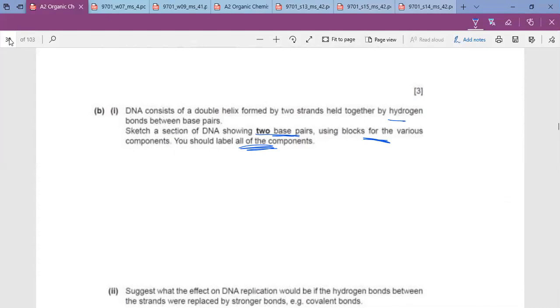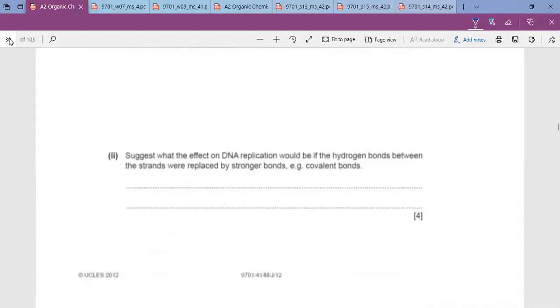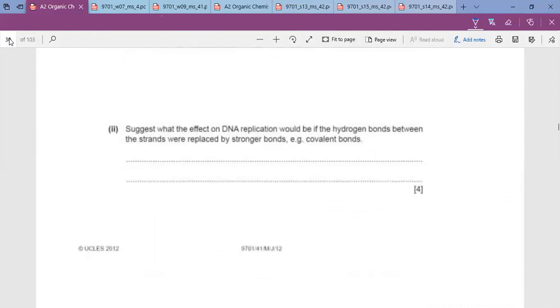Okay? Right? Now here, suggest what the effect on DNA replication would be, quite interesting here. Suggest what effect on DNA replication, that means to reproduce DNA and reproduce all the cells, would be if the hydrogen bonds between the strands were replaced by strong covalent bonds. That means it cannot open. You have to heat it very strong, high temperature, because covalent bonds are very strong. So you must boil your body, like die. So the hydrogen bonds can be broken at room temperature just by some enzymes. They call it polymerase. Okay, all right.